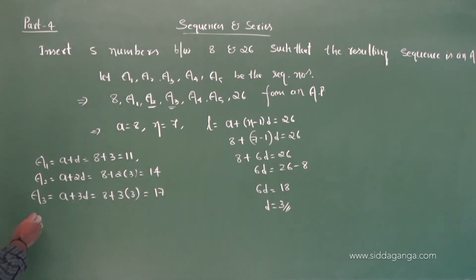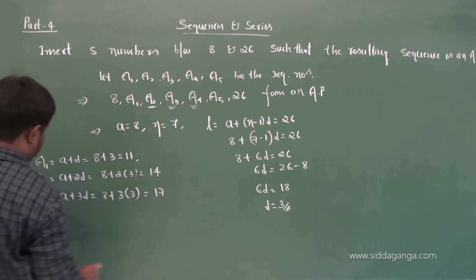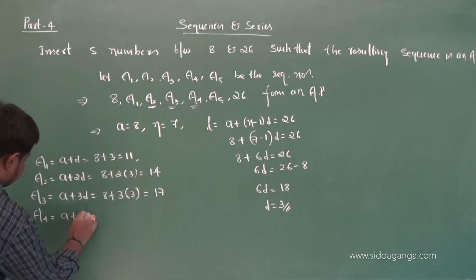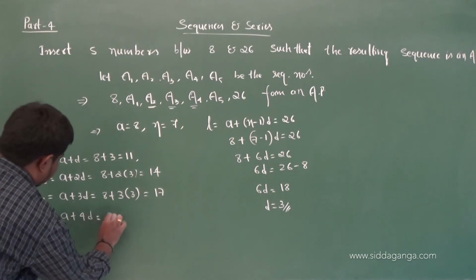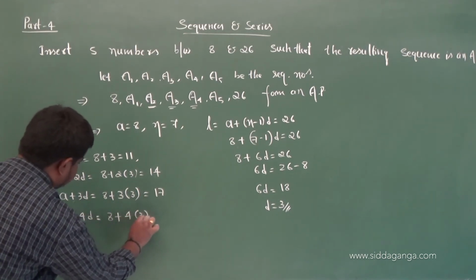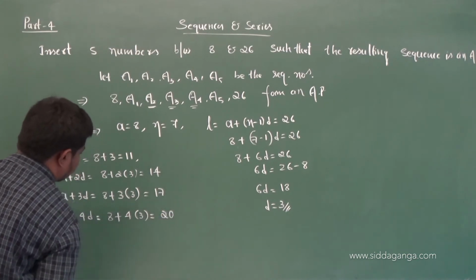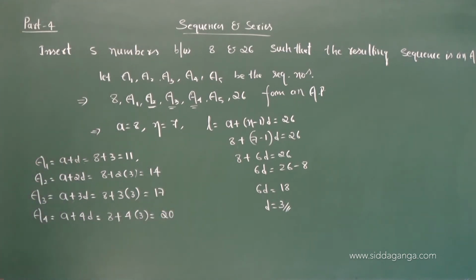Okay. So now A4, you mean fifth term. A4 means fifth term, so you mean A plus 4D. So 8 plus 4 into 3, so you get 20. So 8 plus 4D, you mean 12 plus 8, 20.